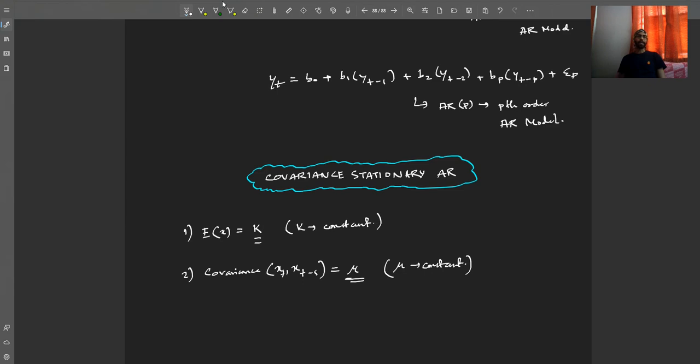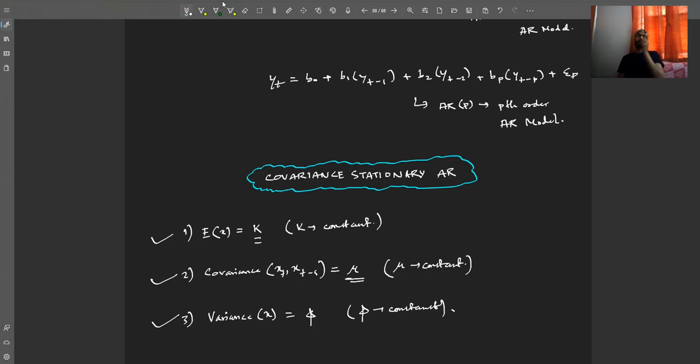Now the third point is the variance of x has to be constant across time. Variance of x has to be constant. So the variance of x has to be constant across time, covariance has to be constant across time at a certain lag, and the expected value of the variable also has to be constant across time. These 3 if simultaneously available, then only we can say that the autoregressive model is covariance stationary.